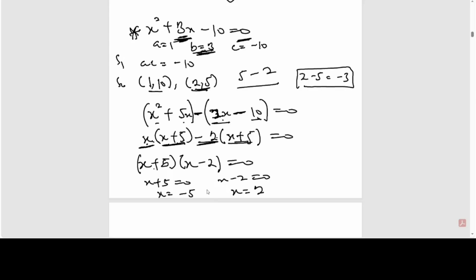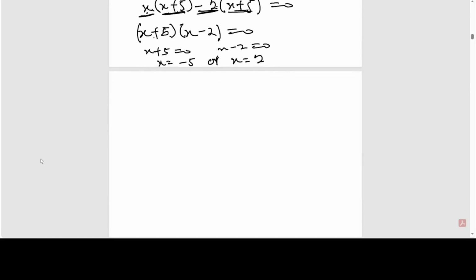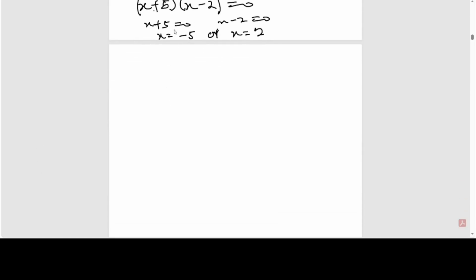So the answers are x equal to negative 5 or x equal to 2. You don't say and, right? You say x equal to negative 5 or x equal to 2. Let me tell you more about these values. These values, x equal to 2 or x equal to negative 5, are called the roots of the quadratic equation, right?